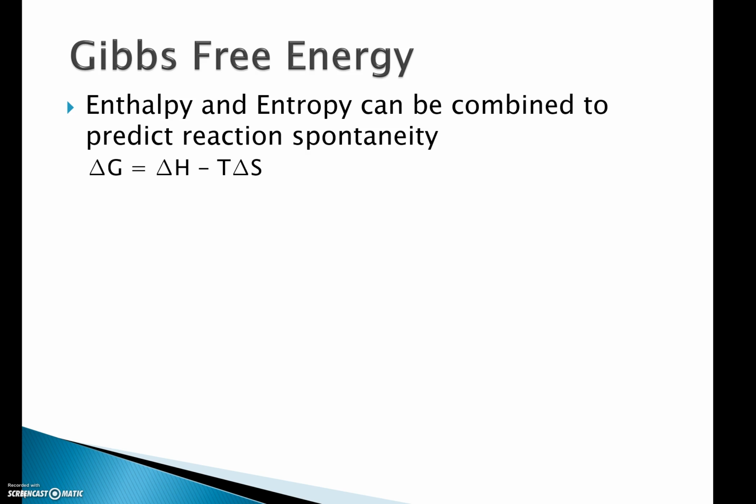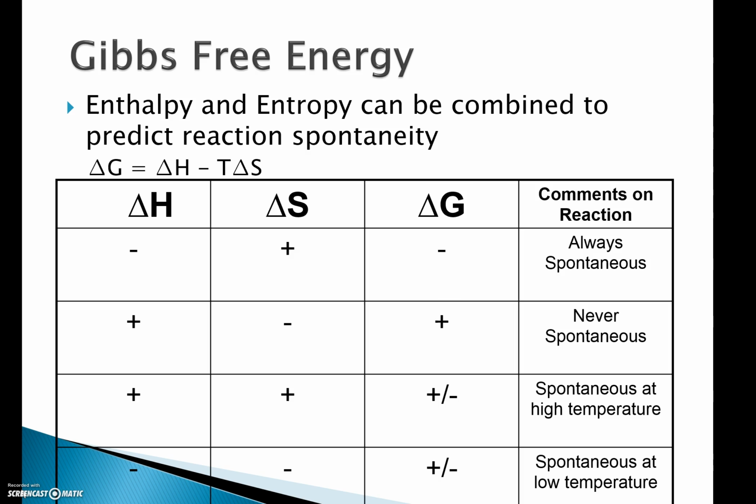Now, the last thing we want to look at is the Gibbs free energy equation, which is delta G equals delta H minus T delta S. This is a way that we can relate enthalpy, entropy, and Gibbs free energy. If we look at this particular table, it's a summary of the equation. If delta H is negative, that means it's energy favored. If delta S is positive, it means that entropy is increasing, so that's favored. Our delta G value will always come out to be negative, which tells us that the reaction is always spontaneous.